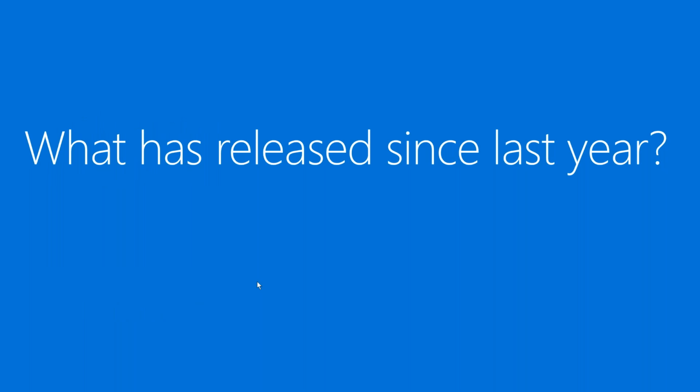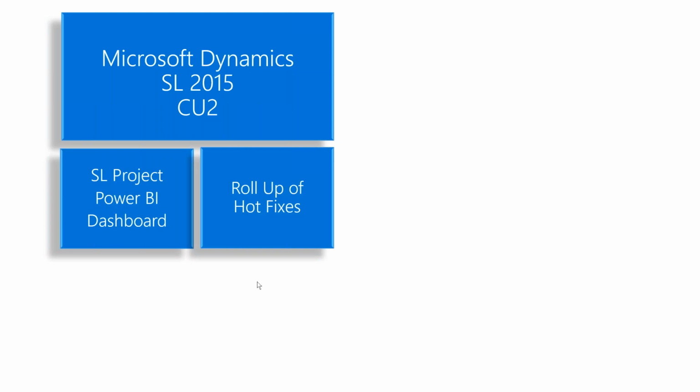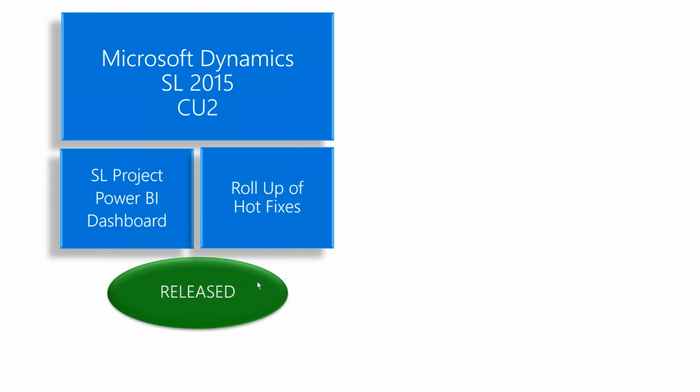So we've gotten through life cycle. Let's talk about, so what's been happening? What's released over the past year? Well, we've been very busy. The first thing is last December, we rolled out Dynamics SL 2015 CU2. CU stands for Cumulative Update, and it's the second cumulative update that's been released for 2015. So what is a cumulative update? Well, that usually is just a roll-up of hot fixes that have released since the last cumulative update. So that's going to be there.